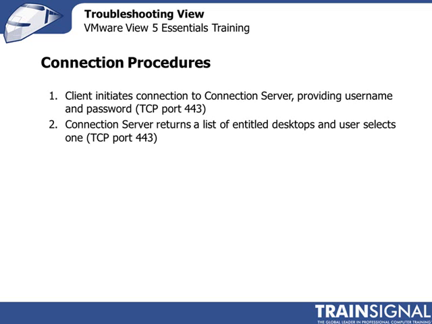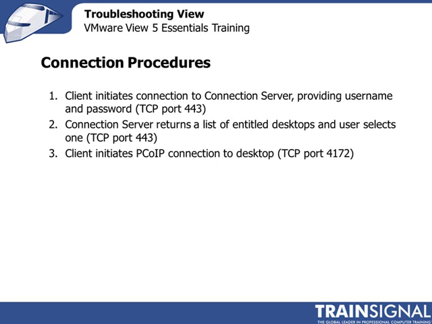Next, the connection server will return a list of entitled desktops that the user has, and the user will then select one, sending that information back to the connection server. Again, this occurs over port 443. Next, the View client will initiate the PC over IP connection to the desktop. This will occur over TCP port 4172.